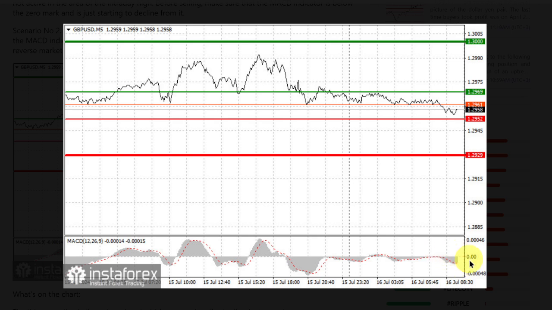You could also plan to sell the pound today in case of two consecutive price tests of 1.2969, when the MACD indicator is in an overbought area. This will limit the pair's upward potential and lead to a reverse market downturn. One can expect a decline to the opposite levels of 1.2952 and 1.2929.